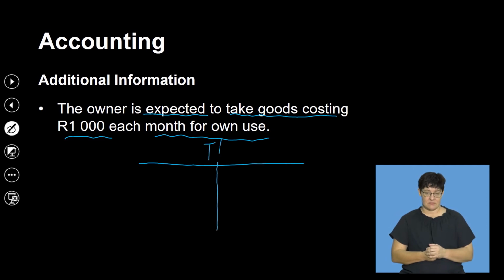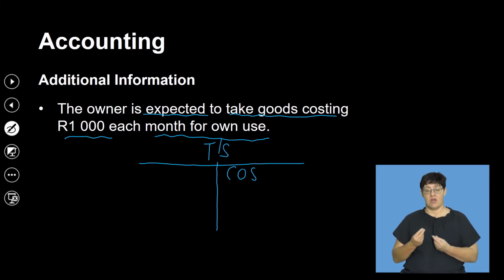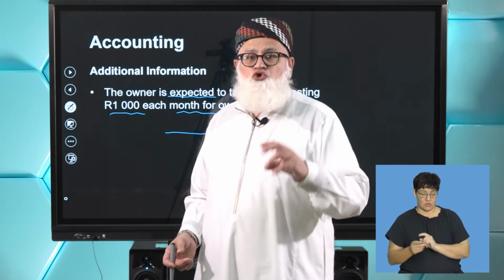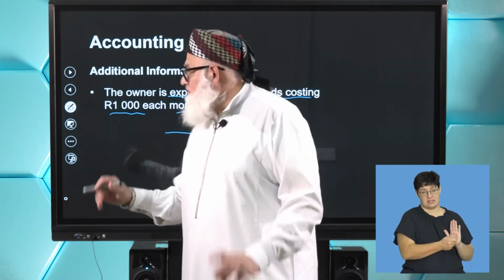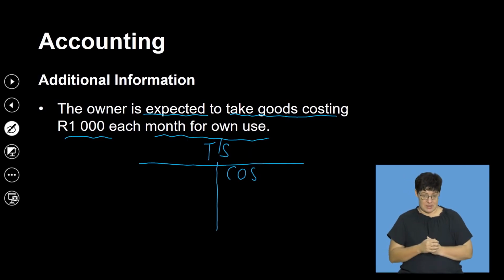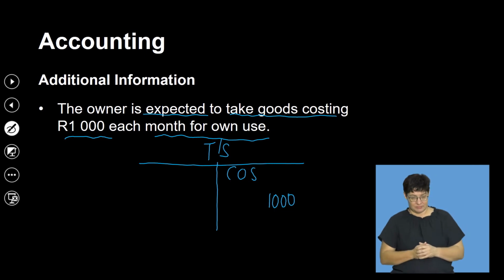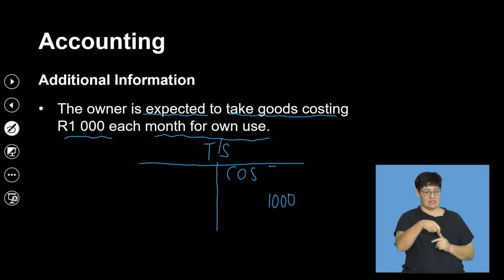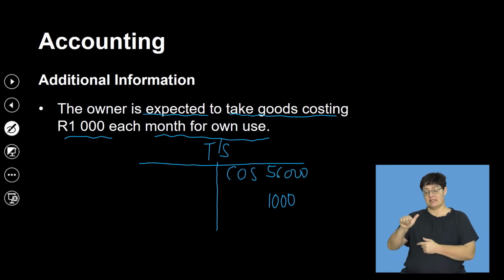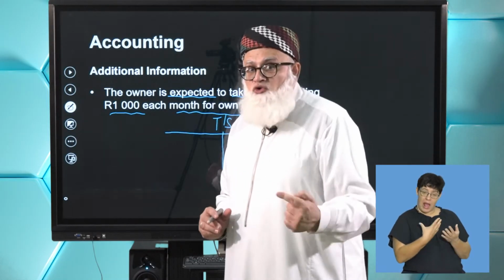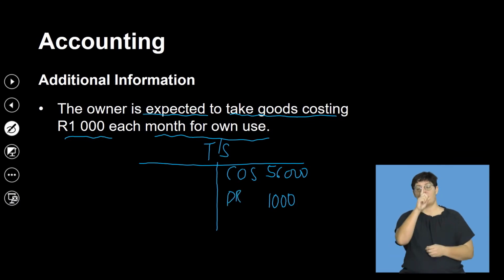In my trading stock account, right? I've got my cost of sales on the credit side. Obviously, when I'm selling goods, what's my double entry? A debit to cost of sales and a credit to my trading stock, as you can see there, right? We've calculated the cost of sales, but in addition to that, the owner is taking 1,000 Rand worth of stock every month.